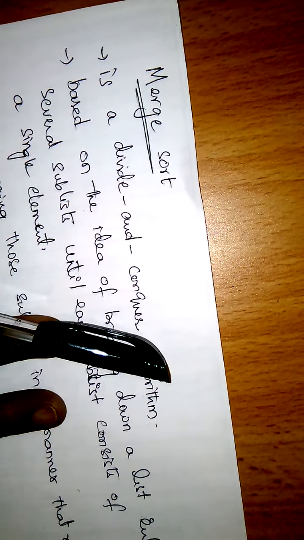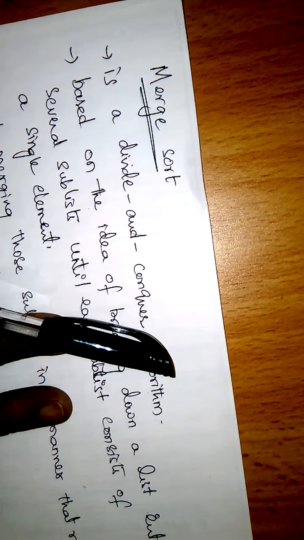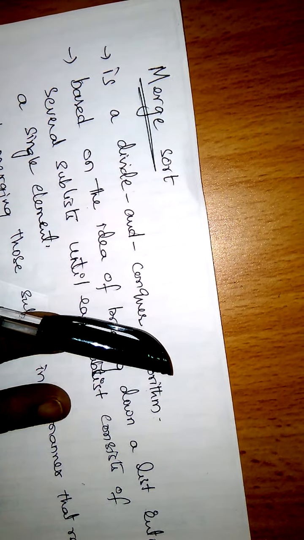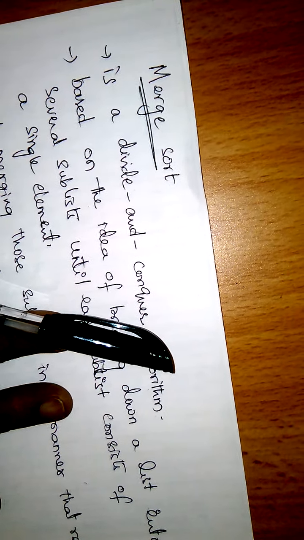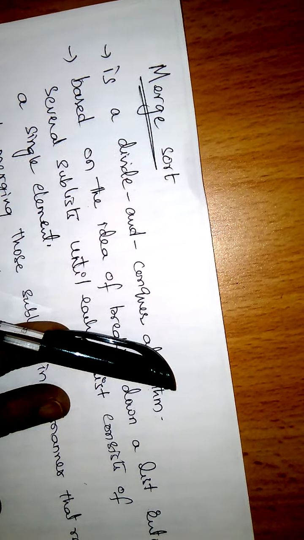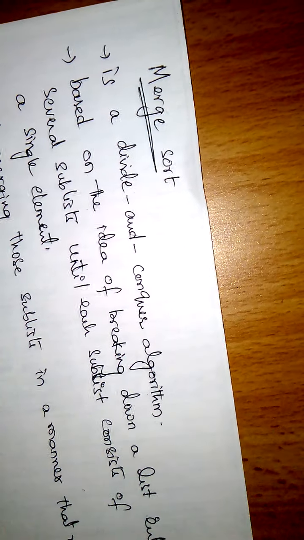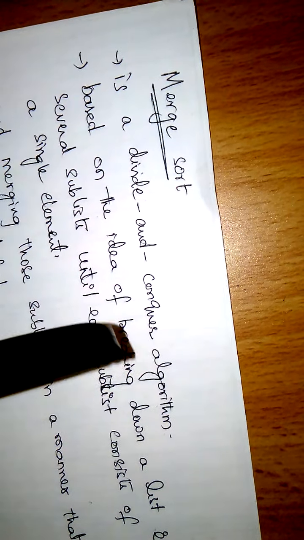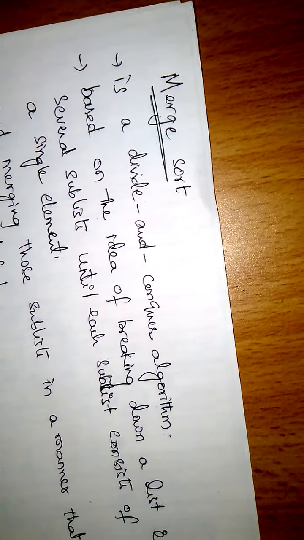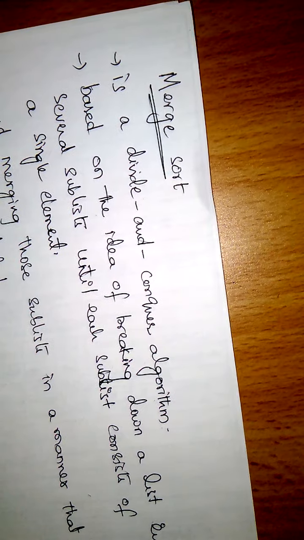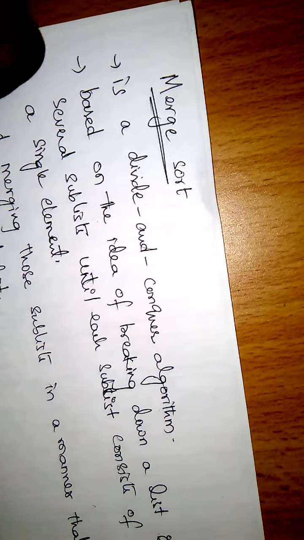That means it will divide an array into sublists, and after comparing the elements and making them into sorted order, and again comparing the elements, it will merge these. That means it will combine these sublists into a single sorted list. That's why we call merge sort a divide and conquer algorithm.